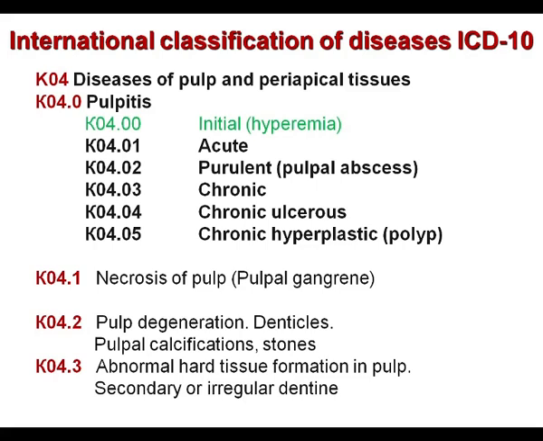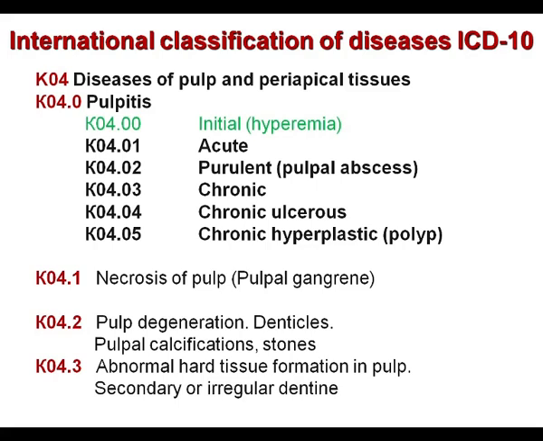Initial pulpitis, hyperemia, has code K04.00, acute pulpitis K04.01, purulent pulpitis or pulpal abscess has code K04.02, chronic pulpitis K04.03, chronic ulcerous pulpitis K04.04, and chronic hyperplastic pulpitis or polyp has code K04.05.